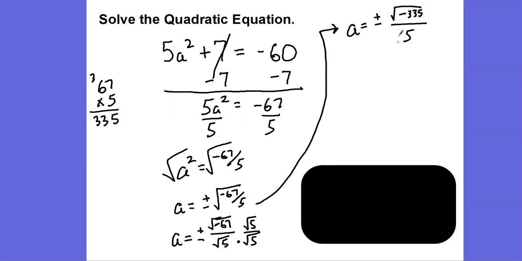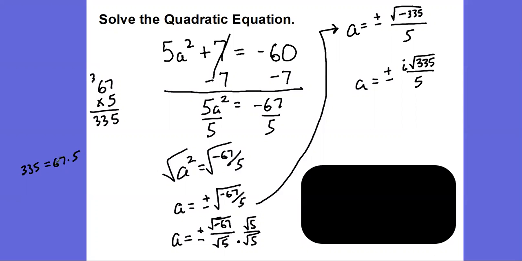From there, I can pull out an i. So a is equal to i times the root of 335 over 5. Pretty ugly number. Now I do want to make sure that I cannot reduce this root of 335. So if we think about this, how did we get that 335? Well, we had 67 times 5. So 335 was 67 times 5.